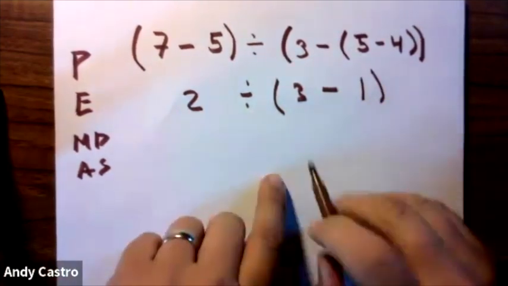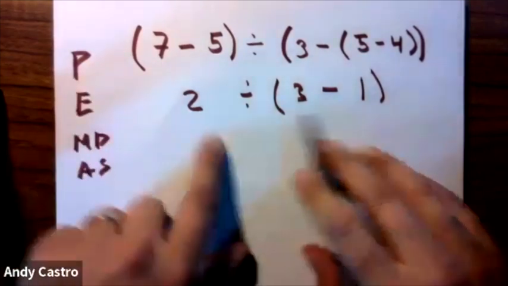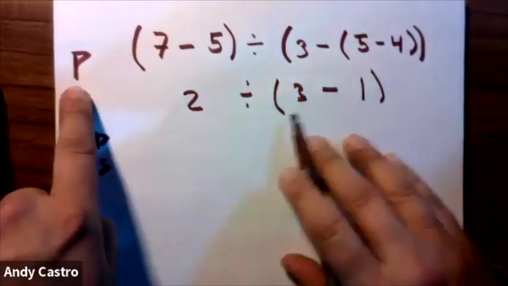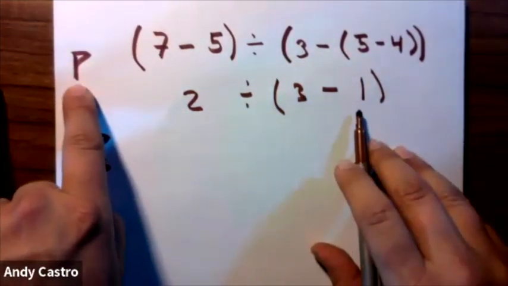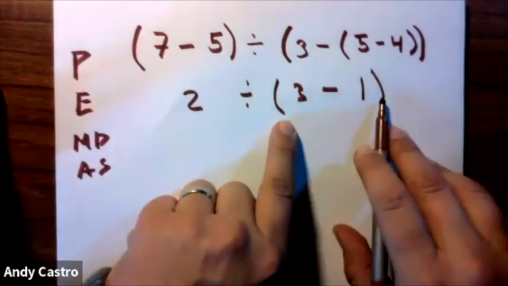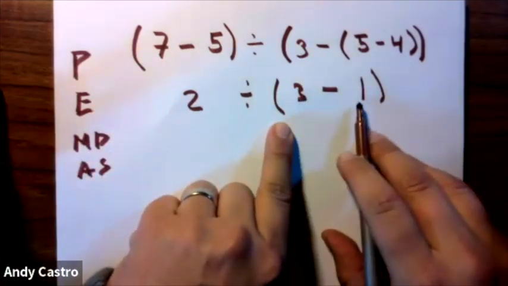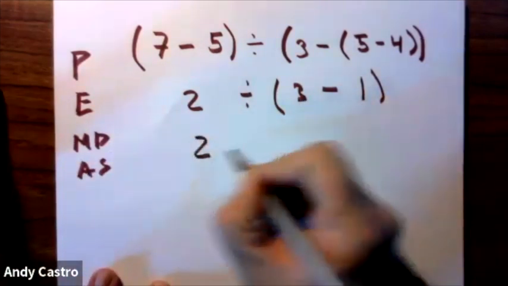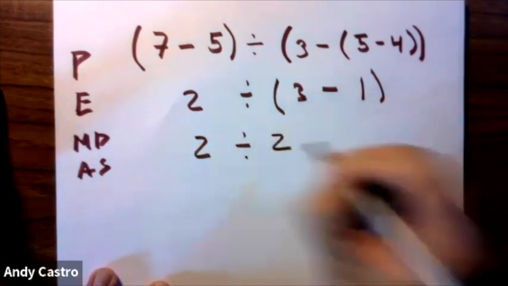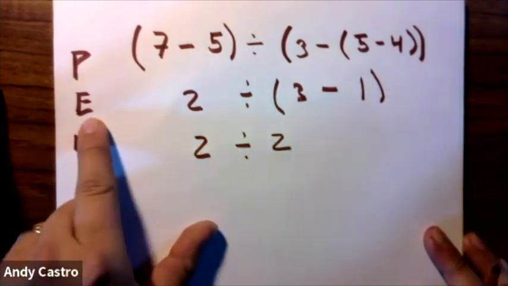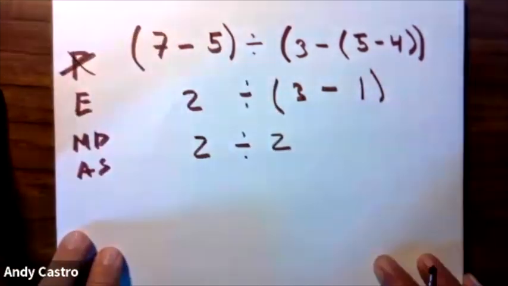So now what I'm going to do is start again. Okay, where am I at? I've still got parentheses, so let's go back to the top. The parentheses, 3 minus 1, so that's a 2. So I've got 2 divided by 2. All right, I'm done with all my parentheses.